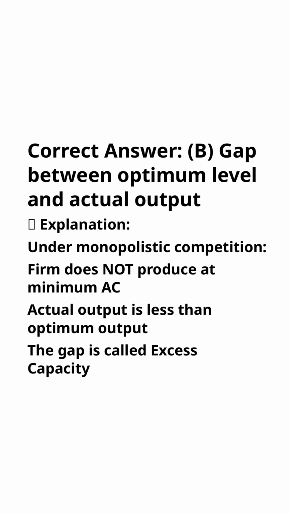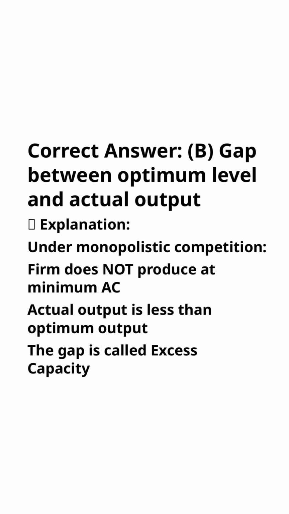So on this slide, we're talking about what we call excess capacity. Basically, this refers to the gap that exists when the actual output a firm produces is less than the optimal or most efficient level of output. What this means is that the firm isn't operating at its minimum average cost, which is where it would produce most efficiently. Instead, it's producing less than that, leading to unused capacity.